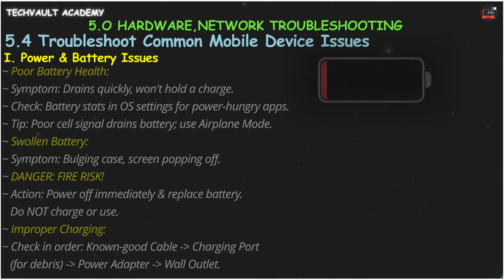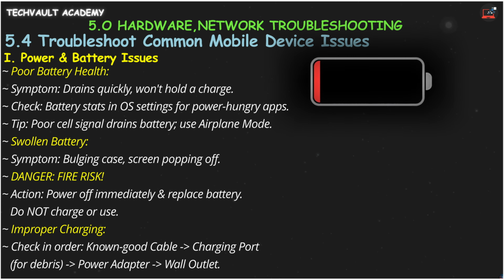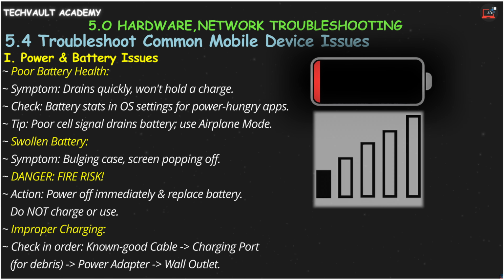If you have poor battery health, with your device dying quickly, check the battery stats in your settings. It will show you which apps are the biggest power hogs. Also, poor cell reception can drain your battery fast, so consider using airplane mode when the signal is weak.